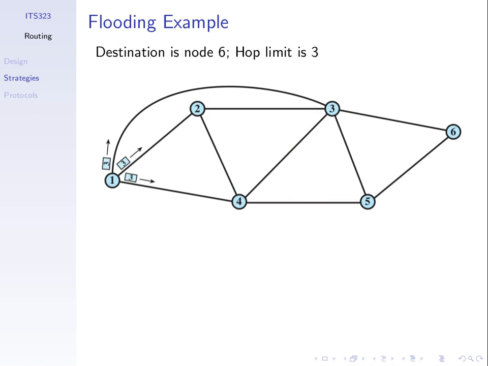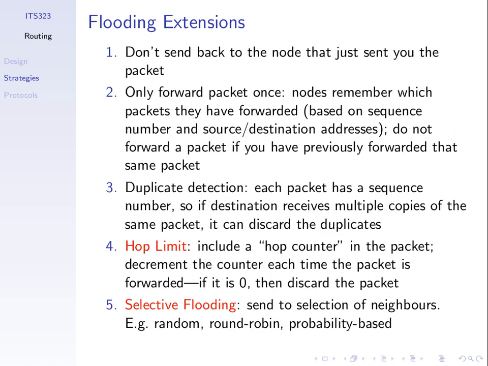Introducing a sequence number in the packet also helps. In our example, we sent packets to 2, 3 and 4, and then they sent to their neighbours, and then they sent the same packet again. And in some cases they sent it twice. Node 3 sent 2 copies of the packet to node 1. That can be wasteful.